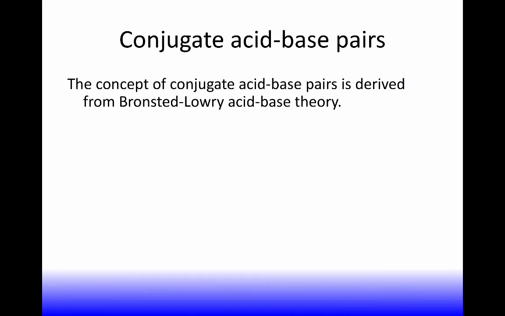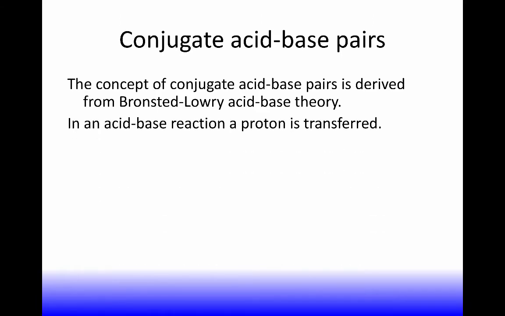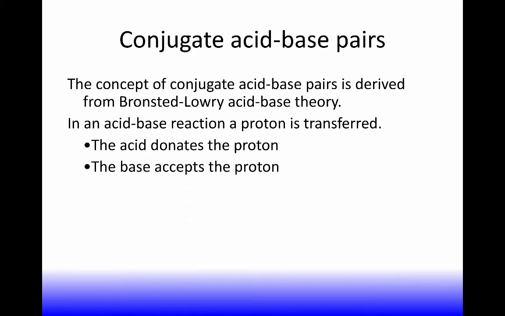Now, conjugate acid-base pairs. They're derived from Bronsted-Lowry acid-base theory. So let me just review that real quickly. In this theory, in the acid-base reaction, a proton is transferred. That's a hydrogen ion. So the acid donates the hydrogen ion in Bronsted-Lowry theory, so you have to look at a reaction to get the answer. The base accepts the hydrogen ion, the proton.